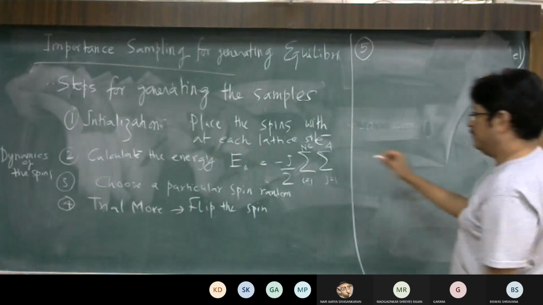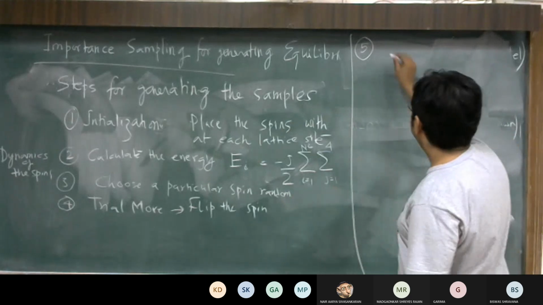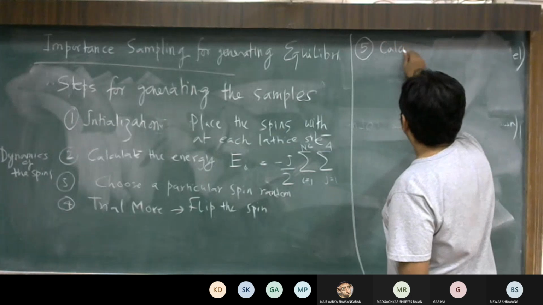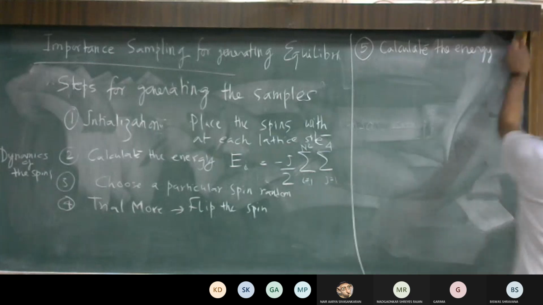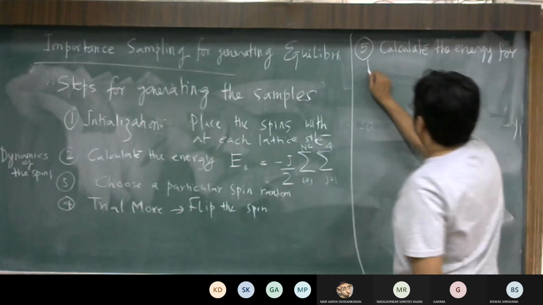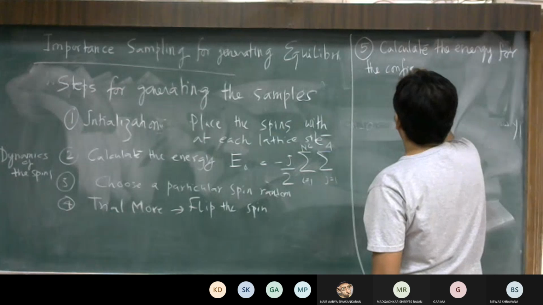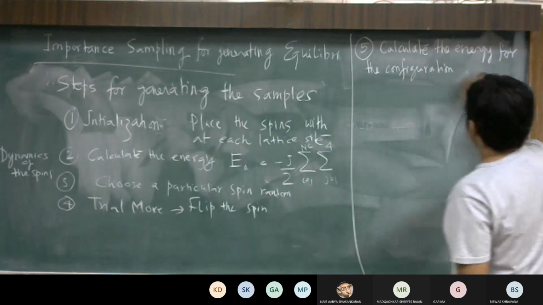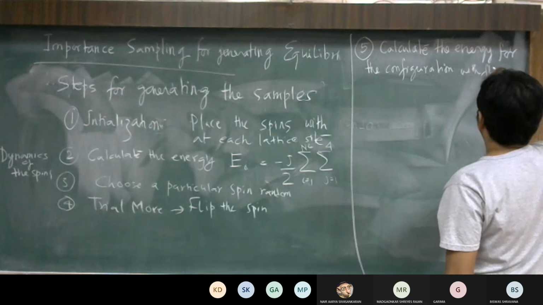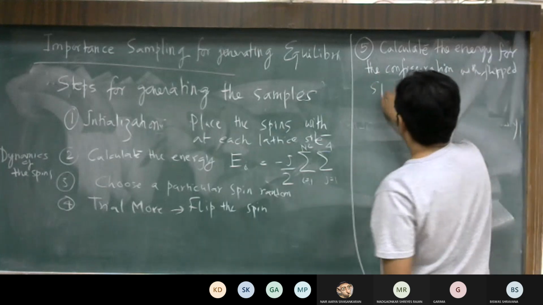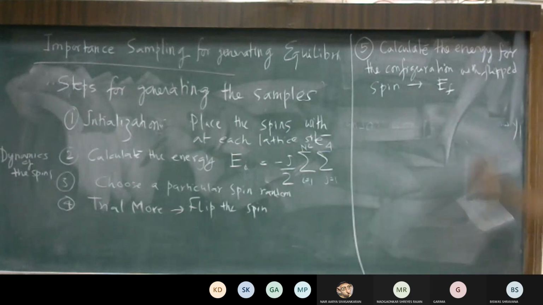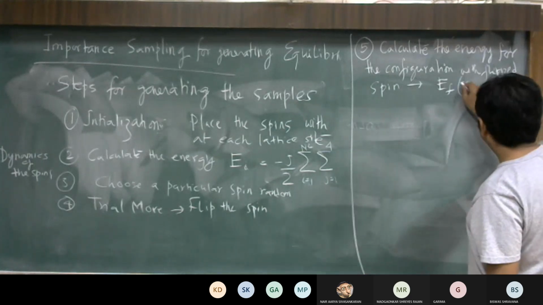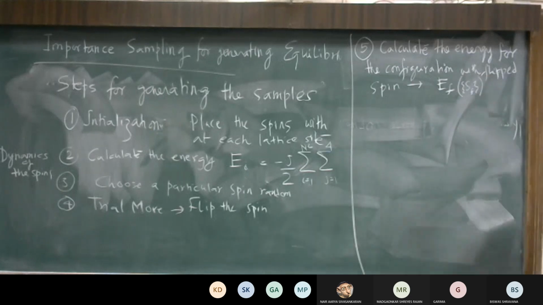So now you have to check. After you have flipped the spin, you calculate the energy for the configuration with flipped spin. Let's say I denote it by EF. This EF is of course a function of whatever is the configuration after you have flipped that one spin. So you calculate the energy with this.